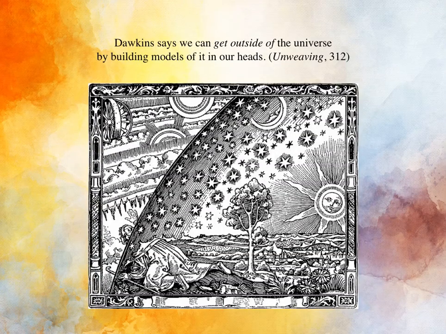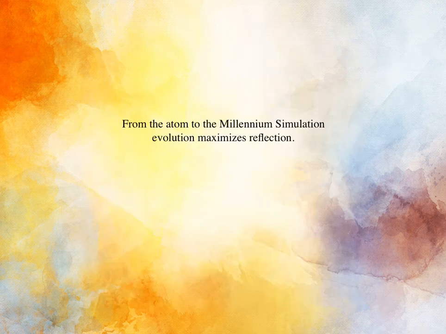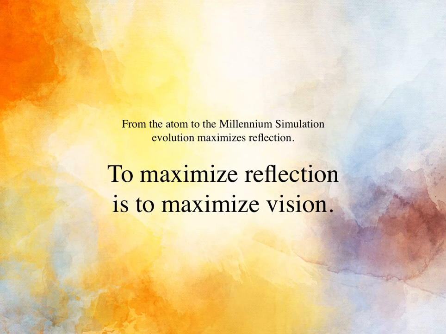Dawkins says we can get outside of the universe by building models of it in our heads. That's from Unweaving the Rainbow, page 312. And here is the famous Flammarion woodcut, which shows a man poking his head outside of the cosmos. From the atom to the Millennium simulation, evolution maximizes reflection. But to maximize reflection is to maximize vision.